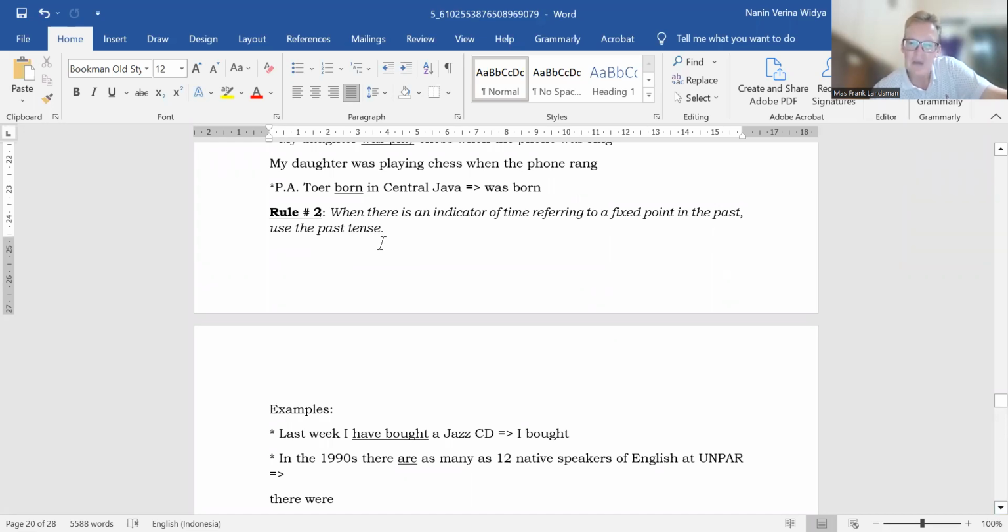Examples. Last week, I have bought a jazz CD. Impossible in English. Last week is finished. It's in the past. Nasi sudah jadi bubur ya istilahnya. So I bought. Use the simple past here, in this case irregular.